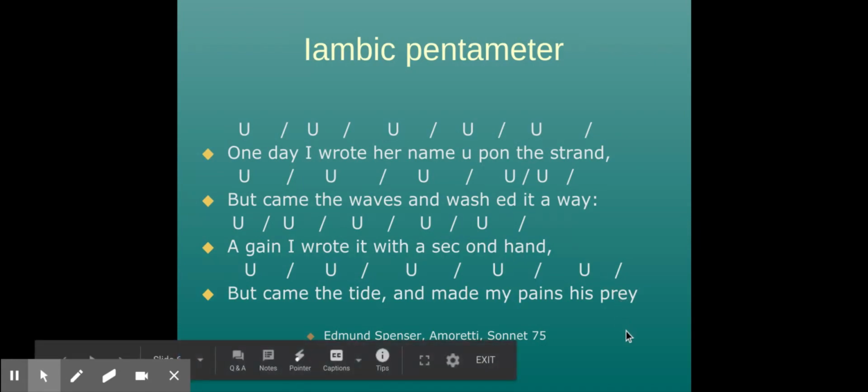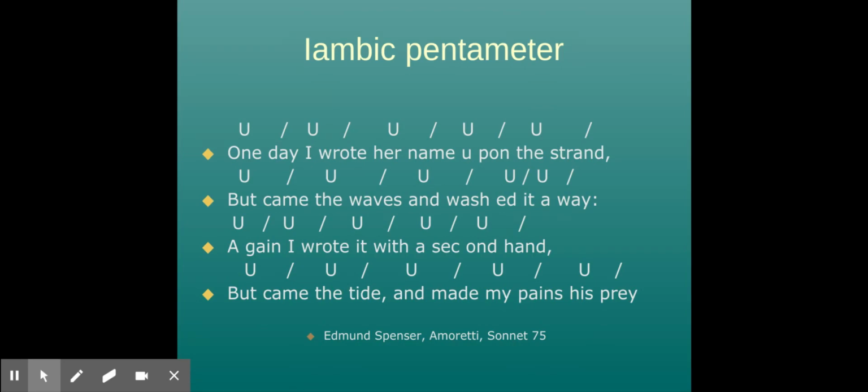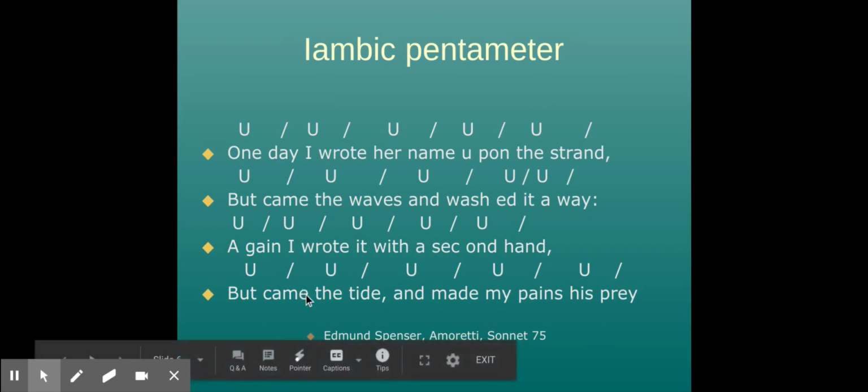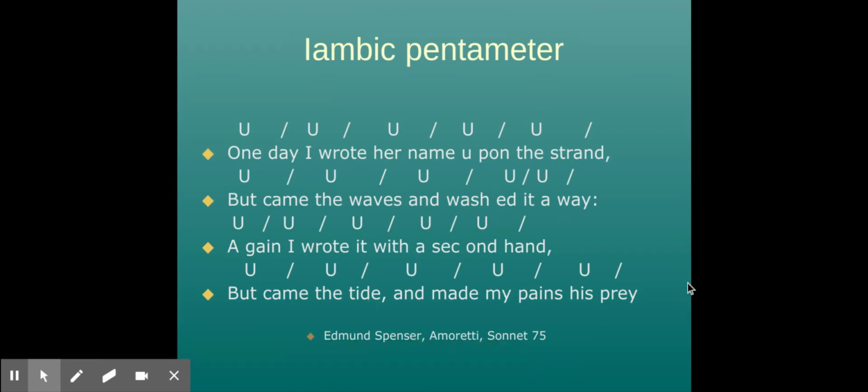It uses some of the same literary devices that we talked about. It personifies the tide. So he's writing basically his love's name on the sand. He says strand, but it means sand. And the waves came and washed it away. And so then he wrote it again. And then the tide came. So when the tide came in the evening, it also washed it away. But he personifies the tide. He uses his to represent the tide, that pronoun.